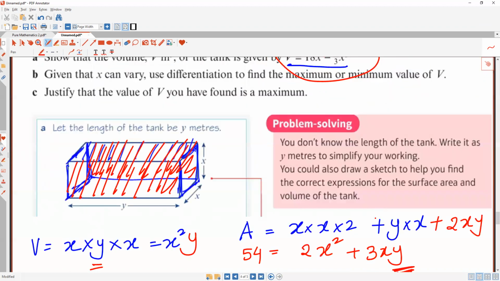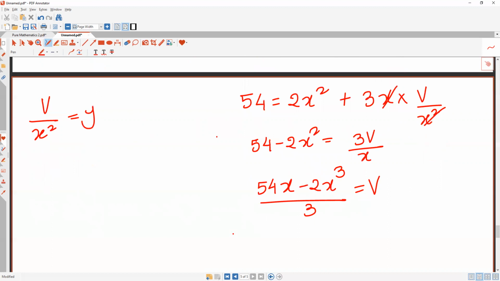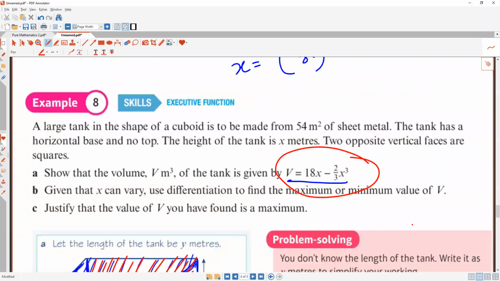Okay. What is this thing? 54 divided by 3? That is 18. So 18x minus 2 by 3 x cube. Hence shown.